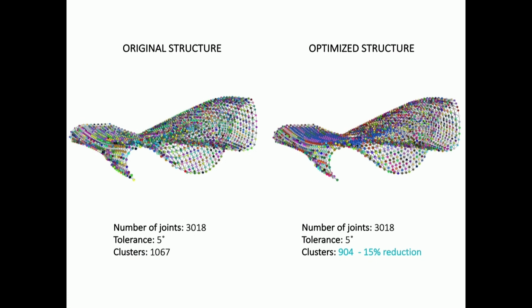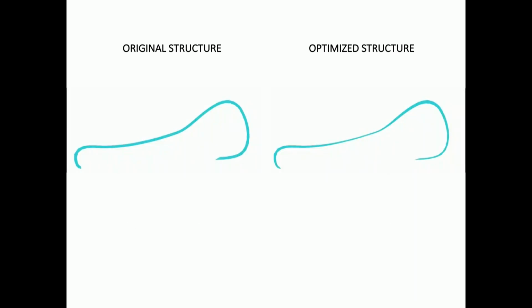And in order to evaluate what effect this has on the aesthetics of the structure, we will run a cross-section through our structure. On the left-hand side is the original structure of the building, and on the right-hand side is the optimized geometry after the optimization process. And this should play.